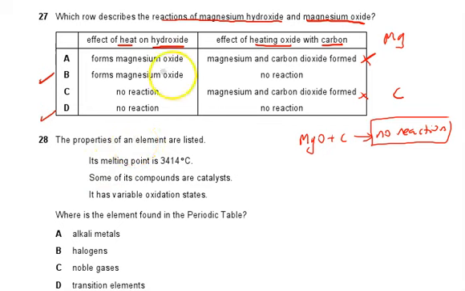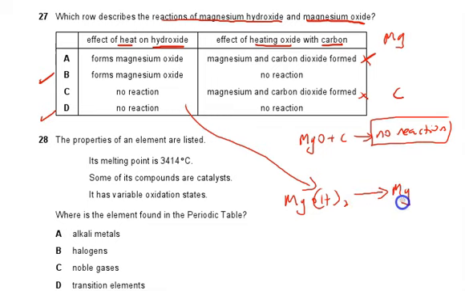Effect of heat on a hydroxide. They will form magnesium oxide due to thermal decomposition. So when it's being heated, thermal decomposition, they will have magnesium oxide plus water. So your answer here will be B.